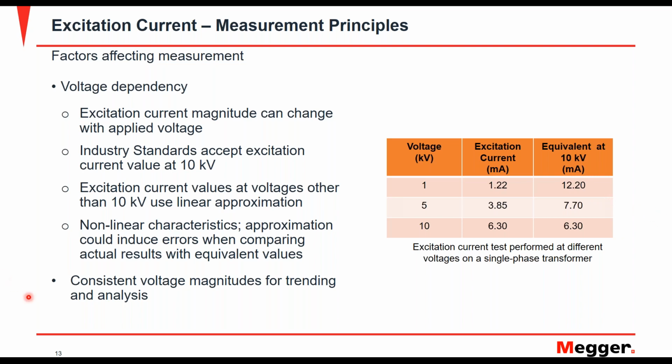Now, it's very important to understand here that a linear approximation is used. It may not be possible to always test at 10 kV. So when comparisons are made, it needs to be understood that actual values at 10 kV might be different than the values that are equivalently generated at 10 kV. And this is because of the non-linear nature of the transformer core response. And as far as best practices, it is important that we use the same voltage magnitude so that we can compare our historic data at the same level.